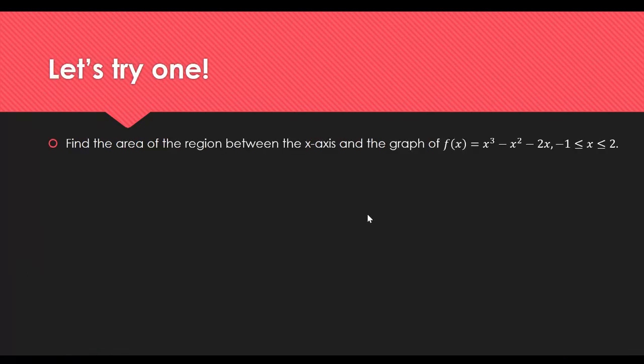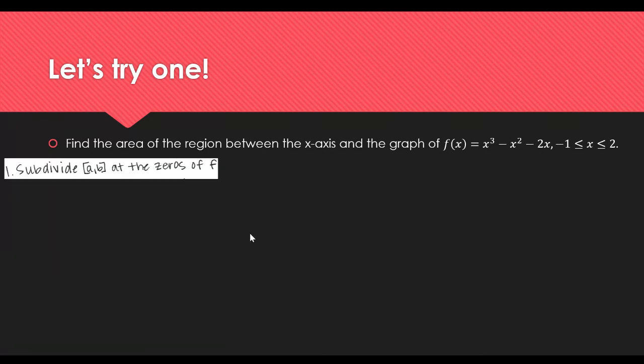So let's look at an example of this. We want to find the area of the region between the x-axis and the graph of f of x equals x cubed minus x squared minus 2x from -1 to 2. So that means my A value is -1, my B value is 2. So step 1, we want to subdivide -1 and 2 at the zeros of this. So we set that equation equal to 0. X cubed minus x squared minus 2x equals 0.